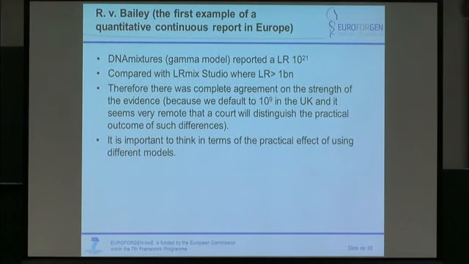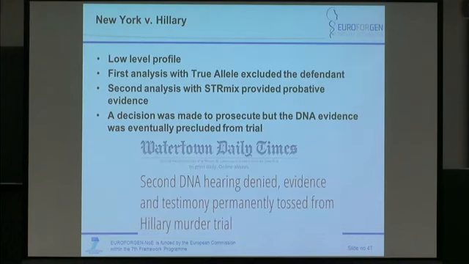Now, I want to talk about another case. This is R v Bailey, and this was actually reported by Therese. She reported DNA mixtures with 21 bands, and again, I was working for the defence in this case as well, and we got 9 bands with LRMix Studio, and the evidence was accepted, basically. So this is the very first example of quantitative continuous reporting in the UK, and I'm pretty sure in the whole of Europe as well. So it's nice to get a precedent.